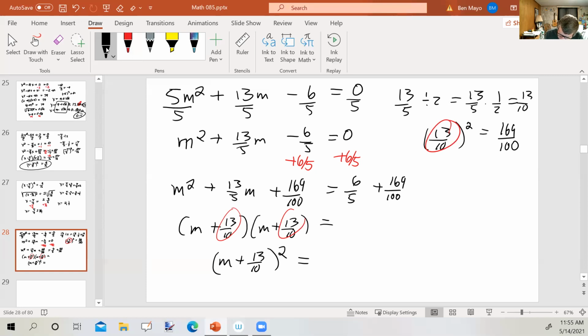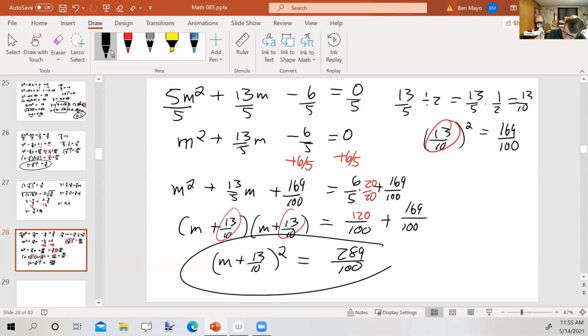On the right side, the common denominator is going to be 100. So I'm going to multiply 6/5 by 20 over 20. 6/5 becomes 120 over 100, which becomes, let's see, what is that? 289 over 100. 120 plus 169 is 289.